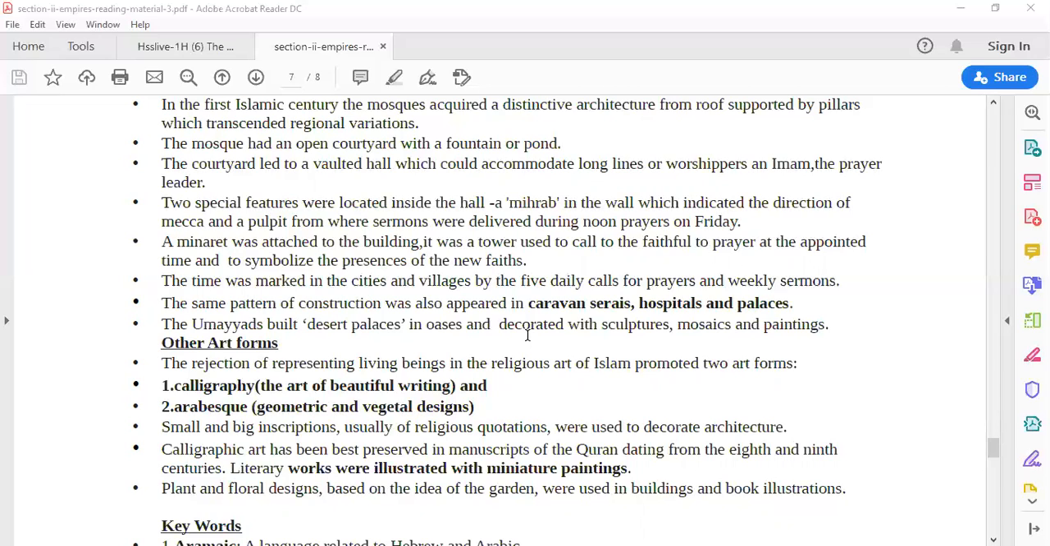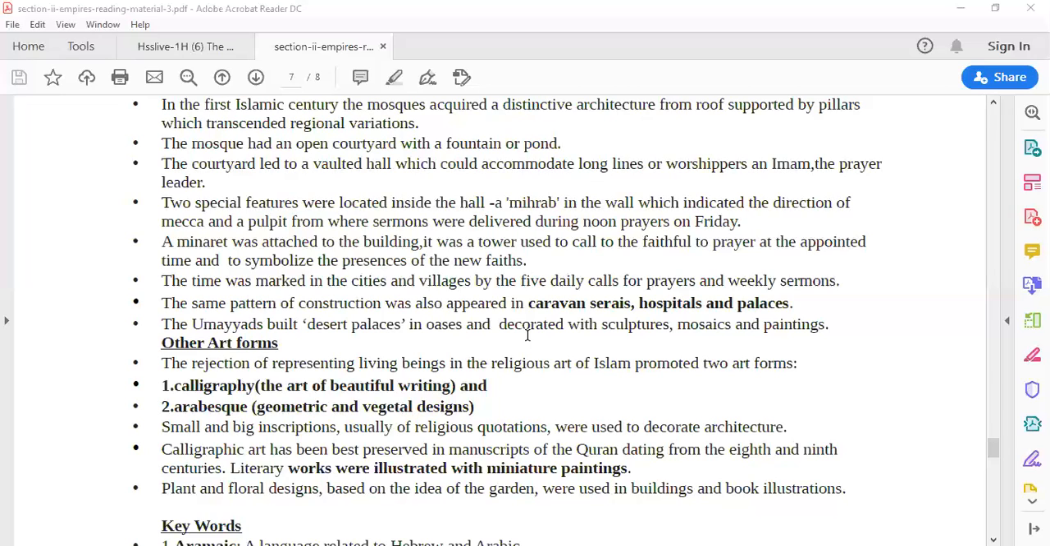Okay, then the time was marked in the cities and villages by five daily calls for prayers and weekly sermons. So even today, if you are living near a mosque, you will hear these prayer calls, and they have specific times of the day. So in the Islamic time, these prayers and weekly sermons marked the time of day for a person. So let's say the third prayer is over, and they would know okay, it's afternoon time. Second prayer is over, okay, it's noon. So these helped to mark the time of the day.